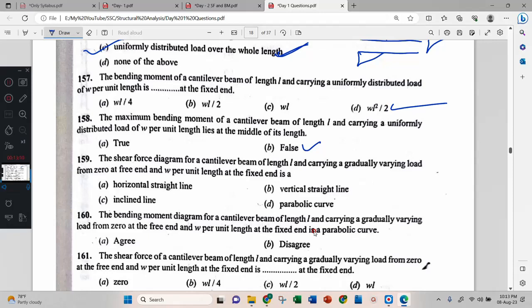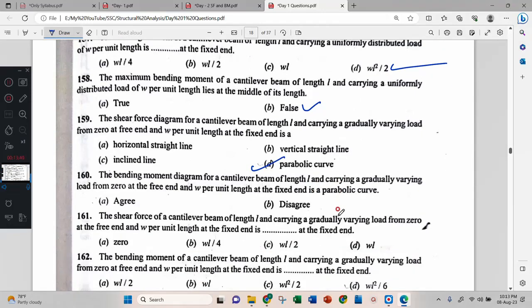Shear force diagram for a cantilever beam of length L carrying gradually varying load from 0 at the free end and W per unit length at the fixed end is... so parabolic.